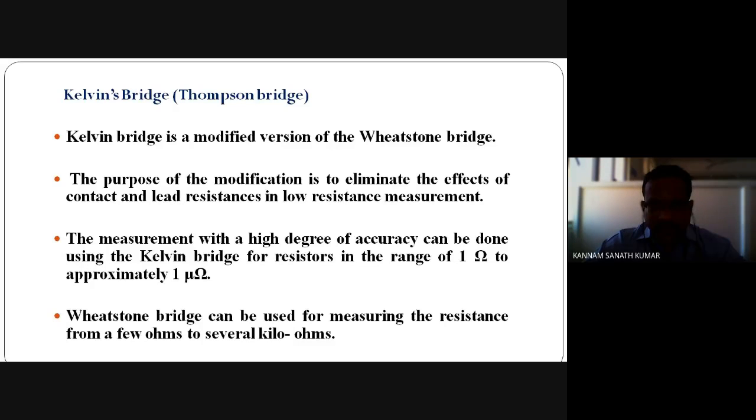The range of resistance we can measure using the Kelvin bridge is from 1 ohm to approximately 1 micro ohm, whereas the Wheatstone bridge is used to measure resistance from a few ohms to several kilo ohms. So the Kelvin bridge is mainly used to measure low resistance, from 0.001 to 1 ohm. It is mainly used to find lead resistances or contact resistances.